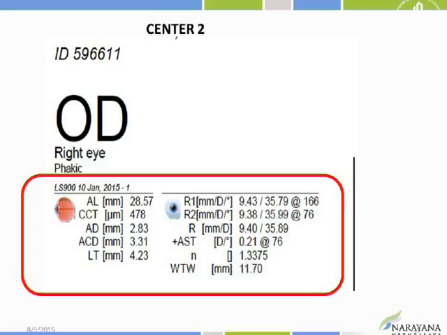Then he appeared in the second center where we have the Haigis-Fryer LENSTAR for IOL power calculation or A scan. And this is his A scan in the center too.